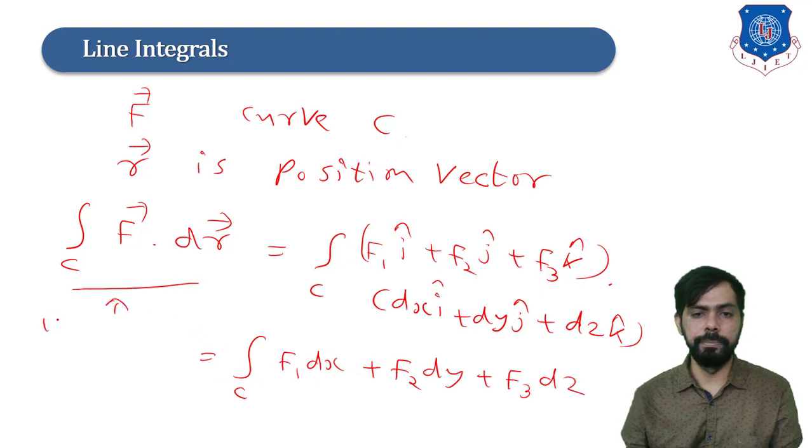If the curve is a closed curve, then the symbol of the line integral will be like this: the closed curve integral over C of F dot dr.